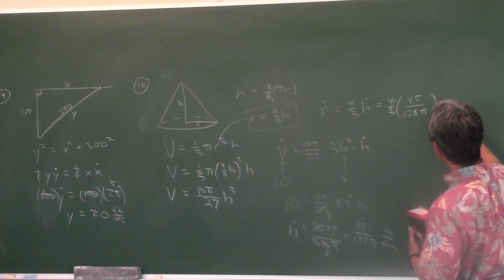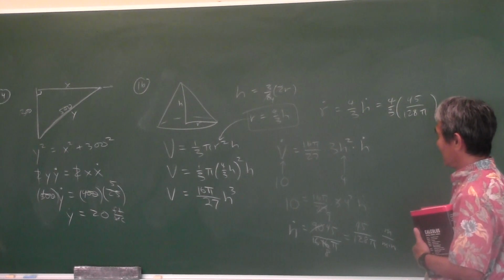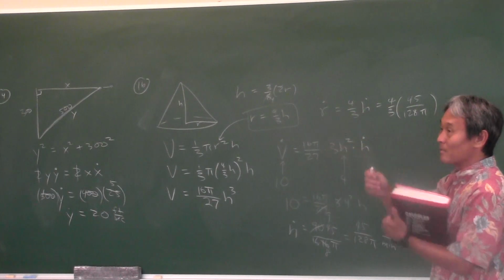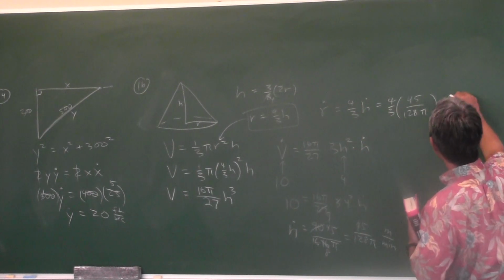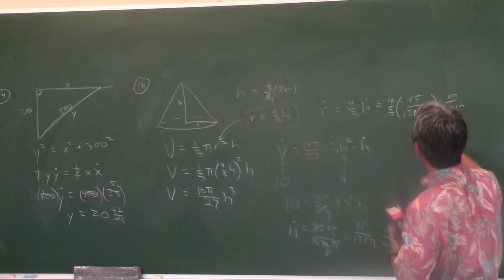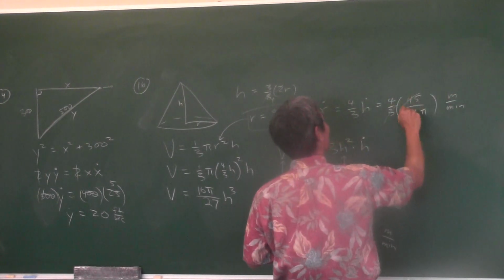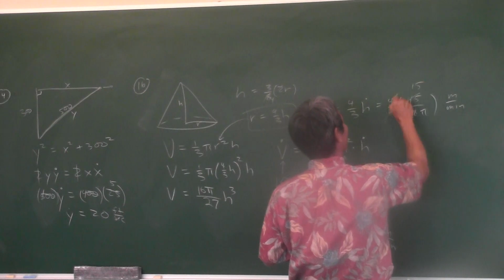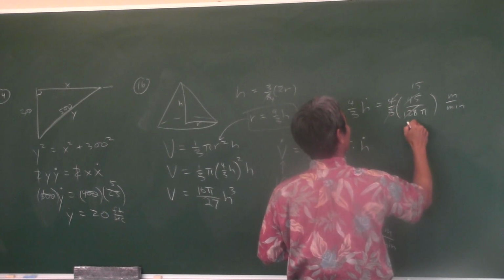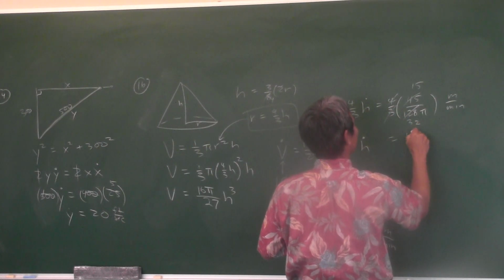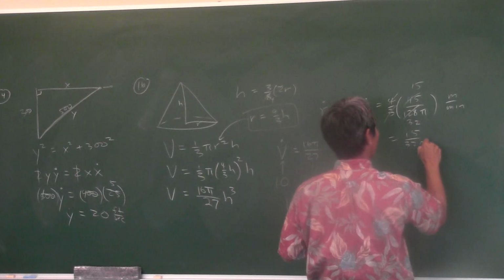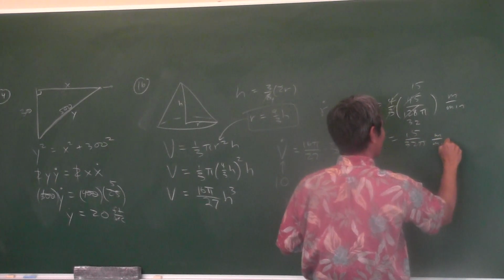And then what are the units going to be? Radius over time. How do you measure a radius? Meters. Meters per minute, and then I will simplify. 3 goes into 45, 15, 4 goes into 108, 27... so you get 15 over 32 pi meters per minute. There.